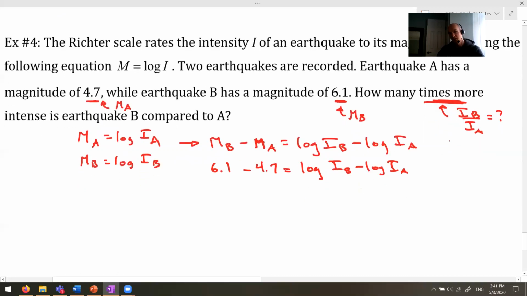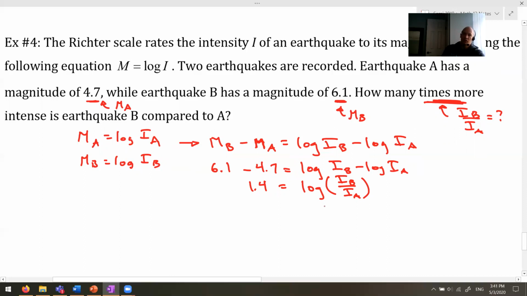If you notice, we've got a bit of a log law situation. The difference in magnitudes is 6.1 minus 4.7, so that's 1.4. And because we've got log of IB minus log of IA, we can use the quotient law to write this as log of IB over IA. Using that clever bit of mathematics, we now have a ratio, and we just have to solve for this.